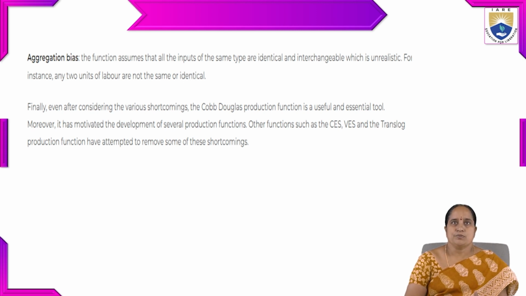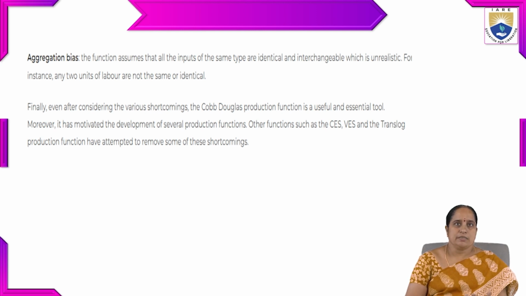Then aggregation bias. The function assumes that all the inputs of the same type are identical and interchangeable, which is unrealistic. For example, any two units of labor are not the same or identical.